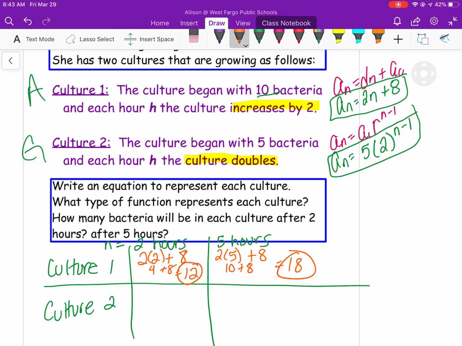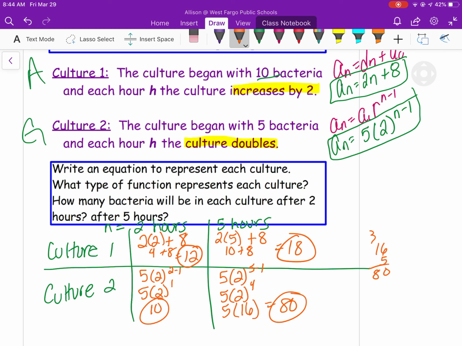In culture 2, we plug in 2 for n. We're going to have 5 times 2 to the 2 minus 1, or 5 times 2 to the first. So 5 times 2, we'll have 10 bacteria after 2 hours in culture 2. After 5 hours, we're going to have 5 times 2 to the 5 minus 1, 5 times 2 to the 4th, which will be 5 times 16, and 16 times 5 will be 80.